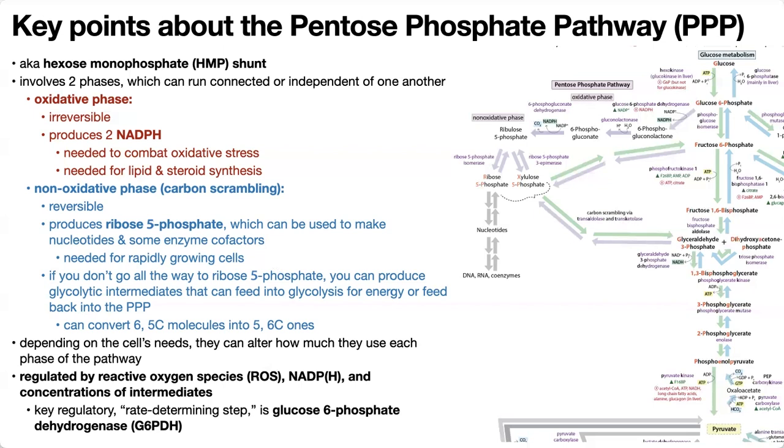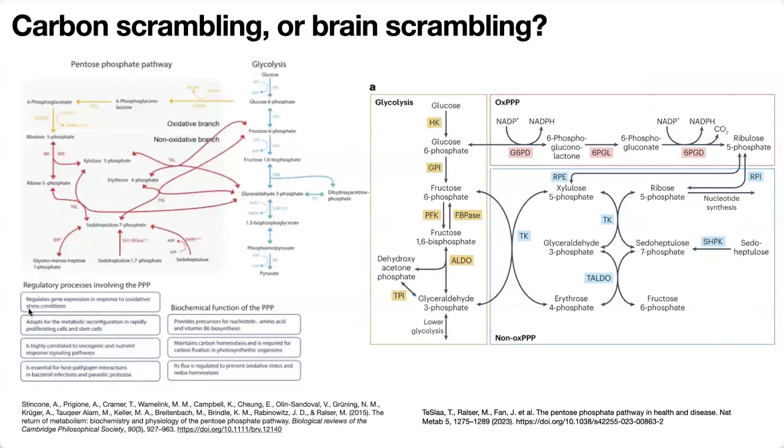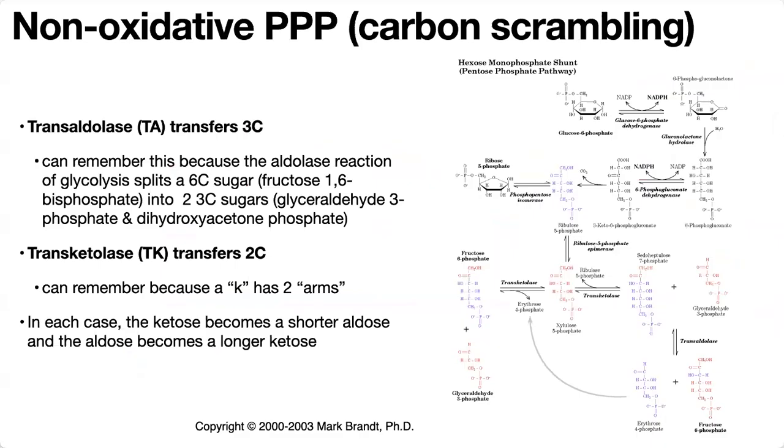But let's just talk a little bit about the details. The details really scramble your head, and so I don't want you to worry about all of the carbon scrambling details. We'll do an exercise in class to see what's happening, but basically you're just moving carbon units over. They're happening through these 2 enzymes. I'd like you to know the names of these enzymes, transaldolase and transketolase.